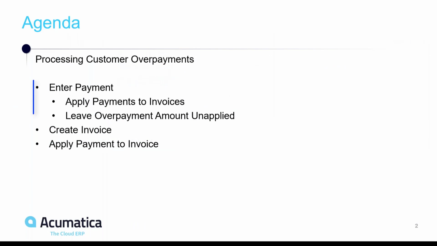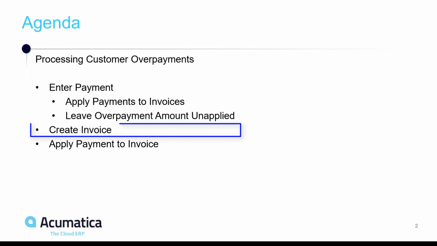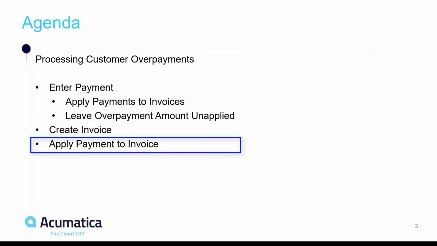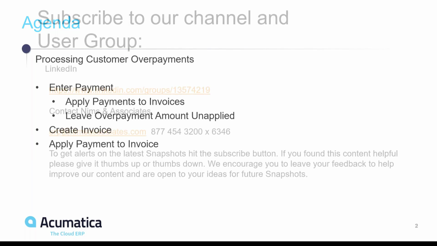So to review, we entered a payment. The payment amount was greater than the amount that we were applying to invoices. We left that amount as an unapplied balance. Then we created an invoice and then applied that payment to that invoice. Well, in the real world, this can actually happen. You can receive a payment from a customer for an invoice that hasn't been created yet.